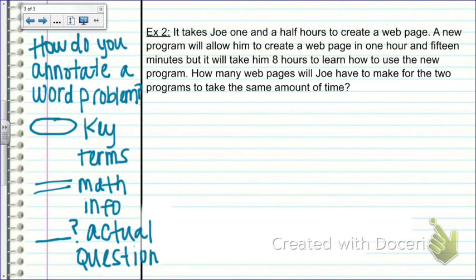Here's what I'm thinking. First of all, key terms. I don't really see any key terms except maybe this same amount. I might circle that same amount part. In math, what does same amount, how do we mathematically represent that? Equal. Okay.